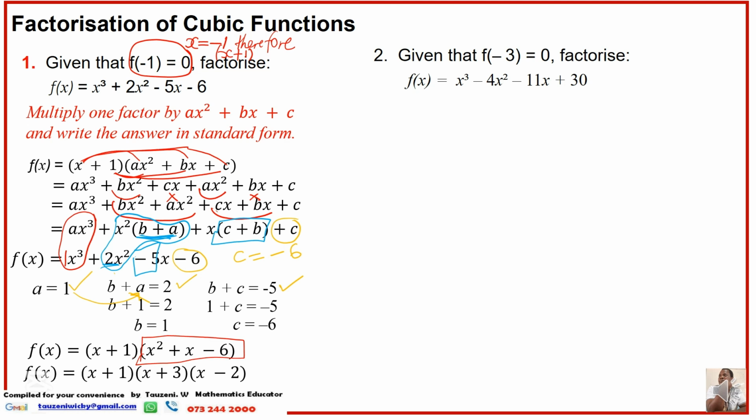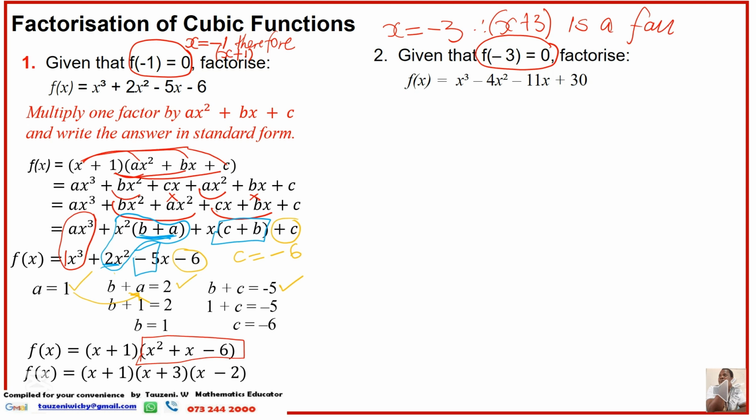So where did we start? I'm going to explain the same thing but using a different question, just to make sure that we get this method correct. Let's start here. f of negative 3 is equal to 0. What does that mean? It means x is equal to negative 3. And what does that mean? It means x plus 3 is a factor of this expression.